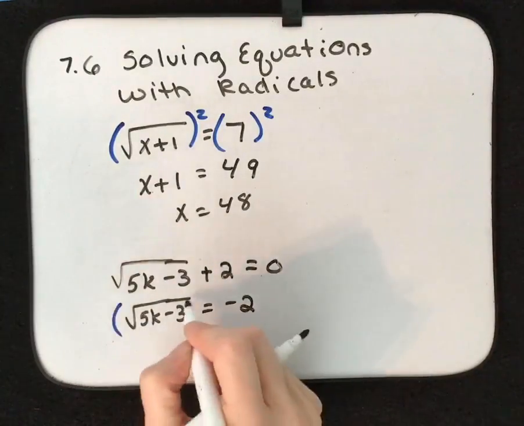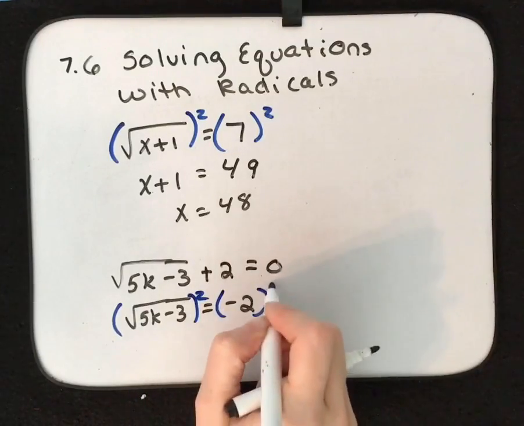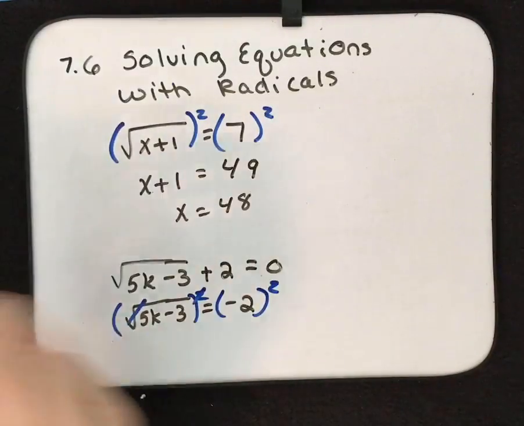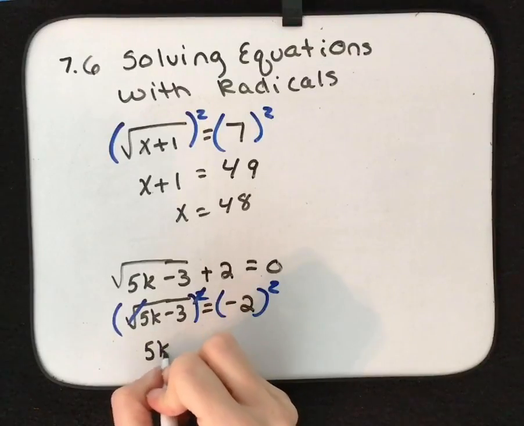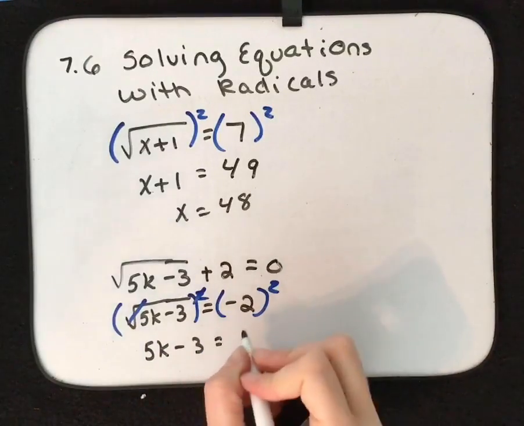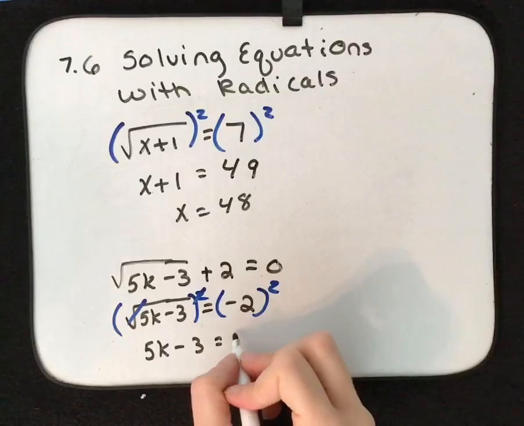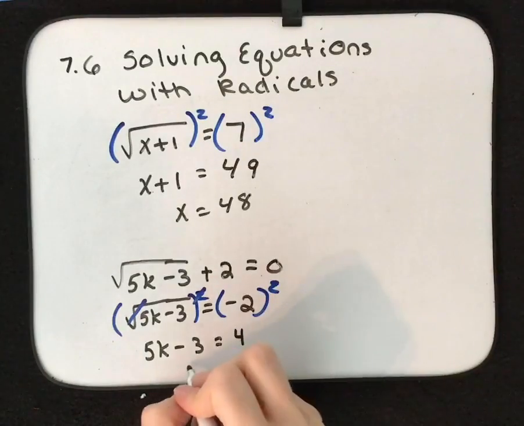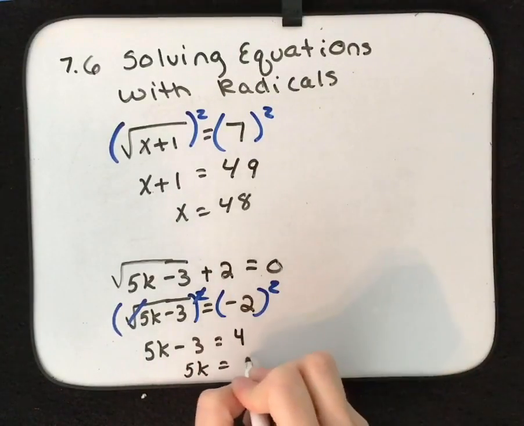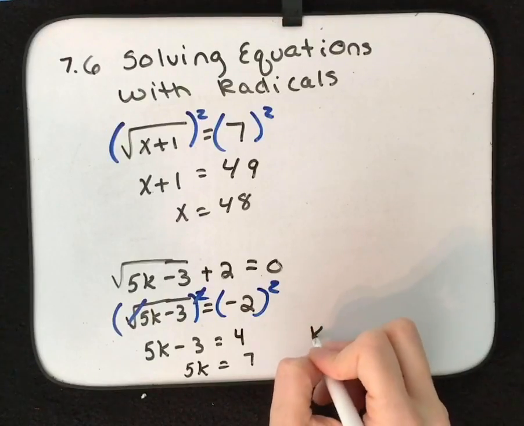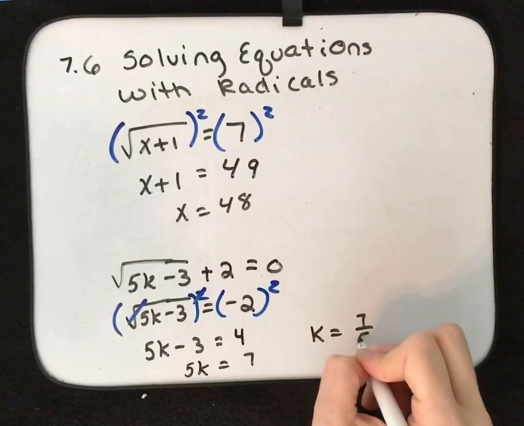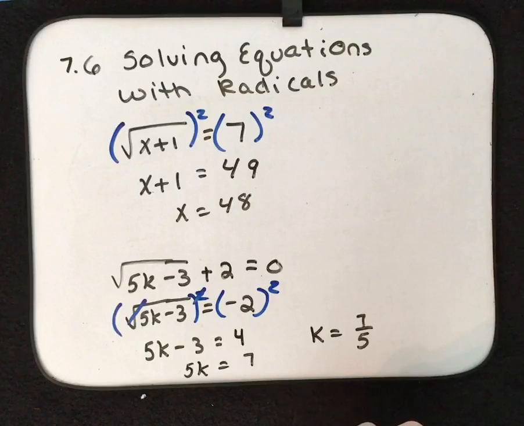So if we square, the square root and the square will cancel out, and we're left with 5k minus 3 equaling negative 2 squared, which is 4. Add your 3 to both sides. Divide both sides by 5. There we go. But wait a second. We should always check our solution just to make sure it works. So let's check over here.